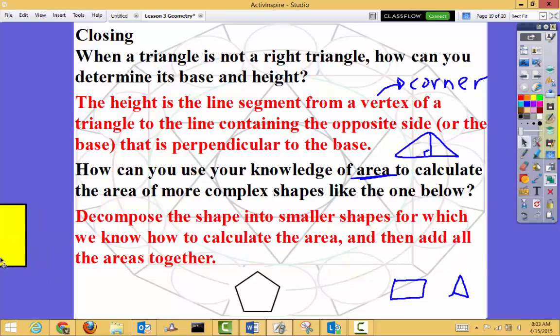So what I need to do is decompose or break up the shape into smaller shapes for which we know how to calculate the area, and add all the areas together. So look, I can break this one up into what? I can break it up into triangles. And now I know how to find the area of any triangle. So all I do is find the area of each triangle, and then I add them all together.